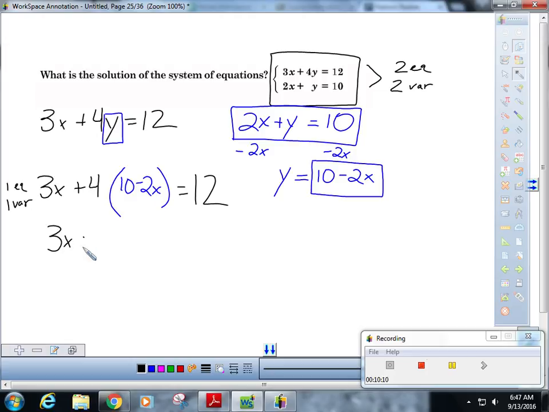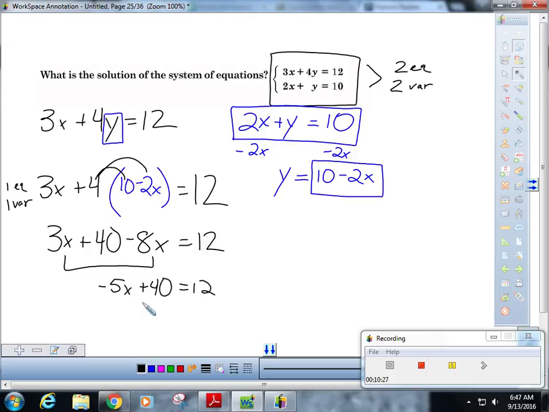So 3x plus, got to distribute, 40 minus 8x equals 12. So you combine like terms here, negative 5x plus 40 equals 12. Subtract 40, 12 minus 40 is negative 28. Divide each side by negative 5. 28 divided by negative 5 is positive 5.6, I believe. So x is 5.6.